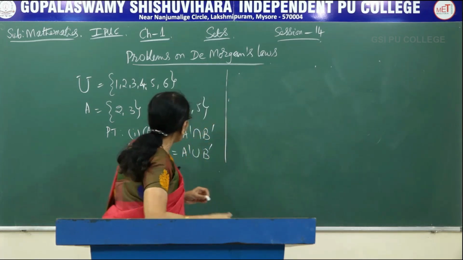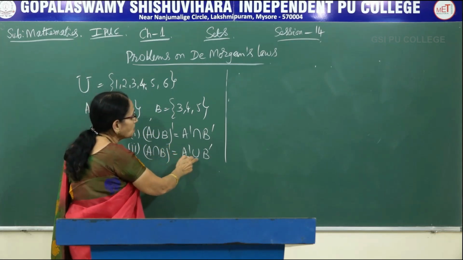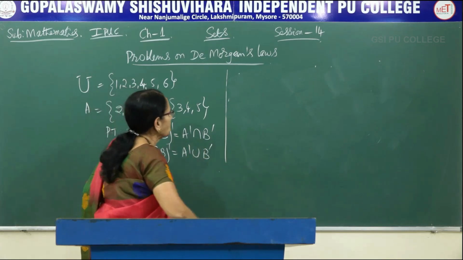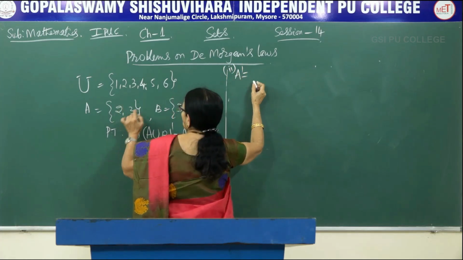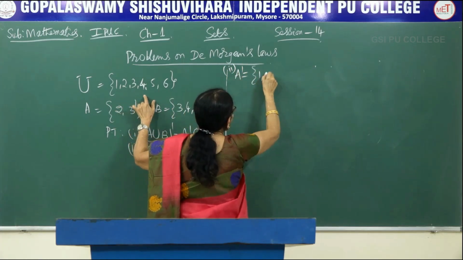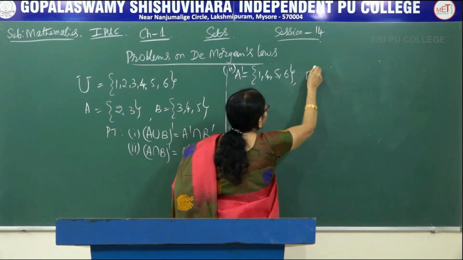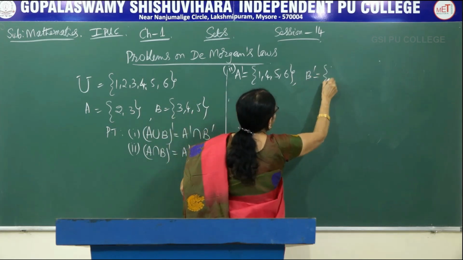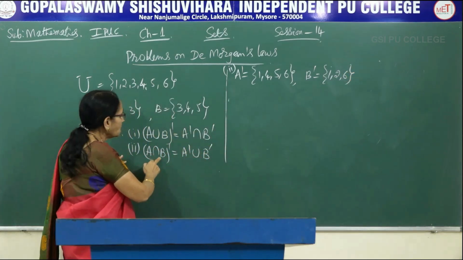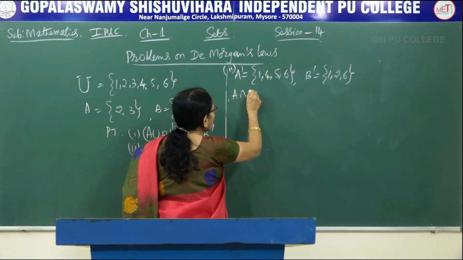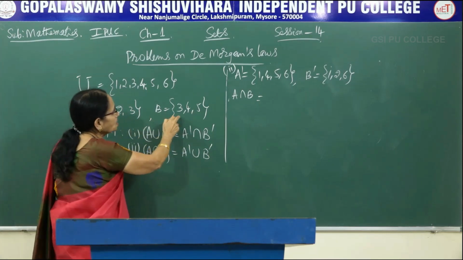Now, the second part is here: you have to take the intersection, then take the complement, and then the union of the individual complements. So again, let me write the union and complement first. A dash means omitting 2 and 3, it is 1, 4, 5 and 6. What is B dash? B dash is omitting 3, 4, 5, it is 1, 2 and 6. The left hand side is A intersection B, let me take that also. A intersection B: now A contains 2, 3, B contains 3, 4, 5.